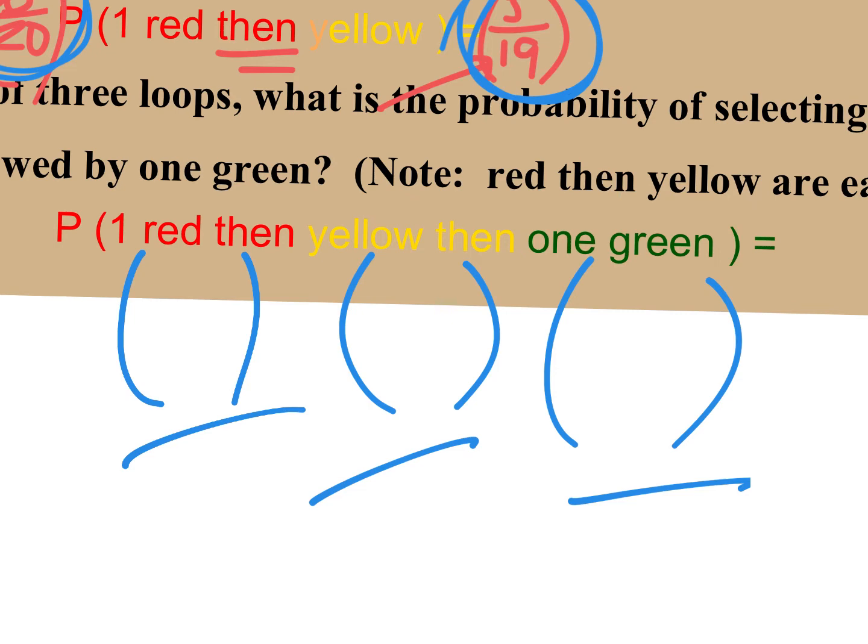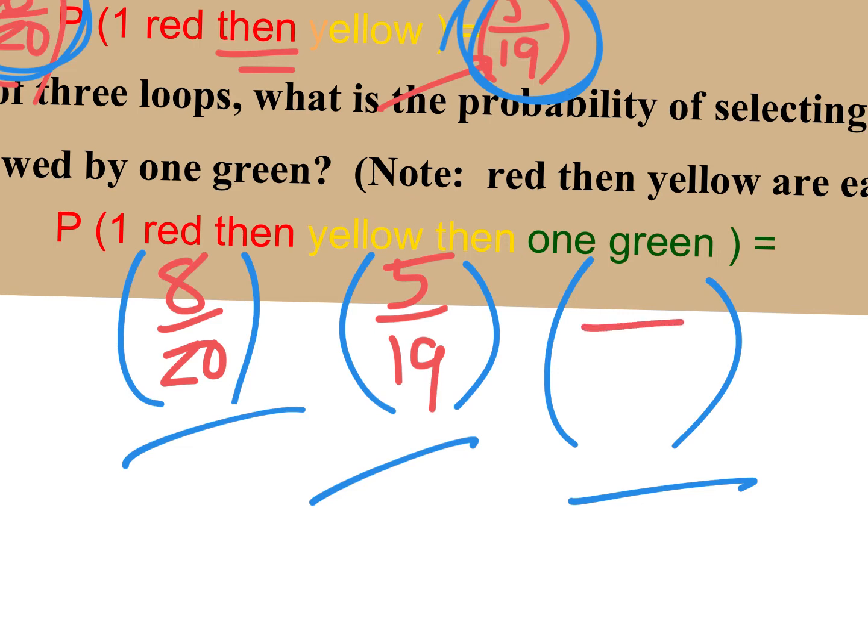Nick, what was the probability of red again? 8 out of 20. Got the yellow one fresh in mind? 5 out of 19. And that went down because there was 1 less to pick from, right? So, got it, Nick? 7 out of 18. 7 out of 18, yes.